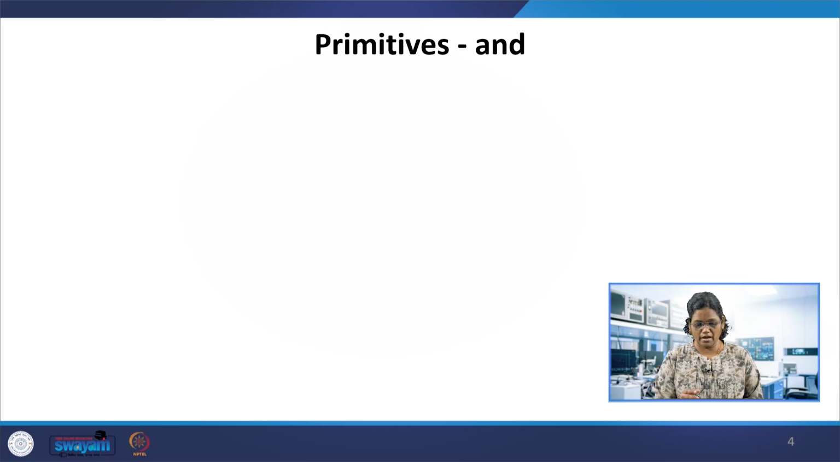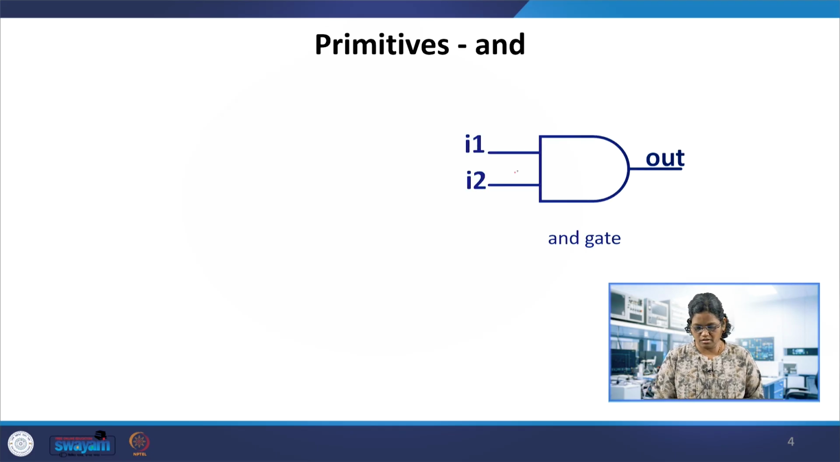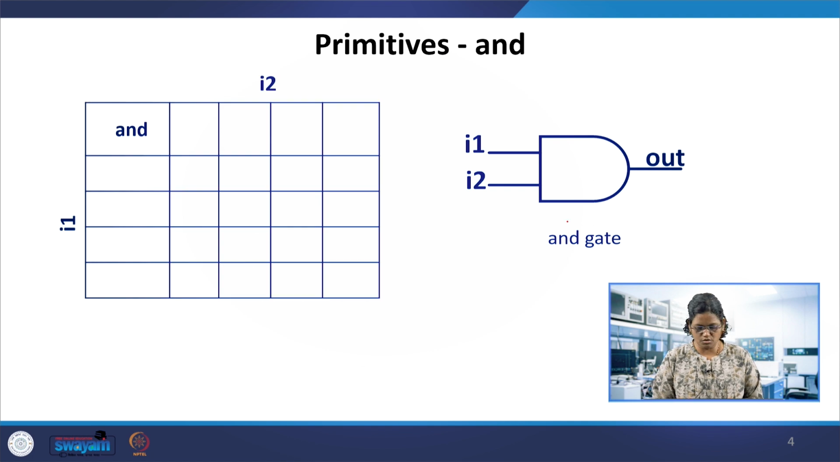Now, the primitive AND gate. You know how it is drawn, and the truth table for it: when the inputs are 0 0, the 2-input AND gate gives you 0; for 0 1, the output is 0; for 1 0, the output is 0; and for 1 1, the output is 1. So, this much is familiar.